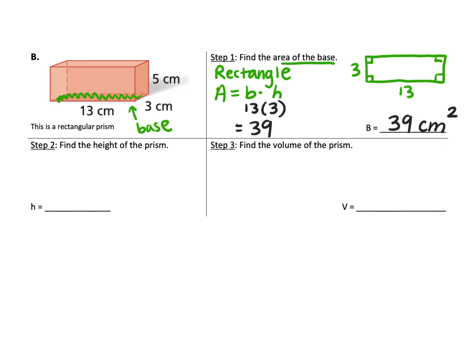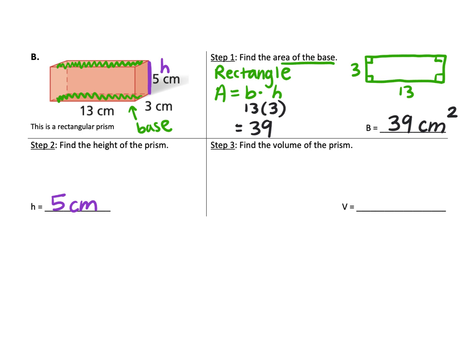Now let's find the height. In a prism, the height is the distance between the bases. If I let the base be the bottom, the other base then would be the top, and the height of my prism is the distance between the bases. So that's this 5 centimeters.